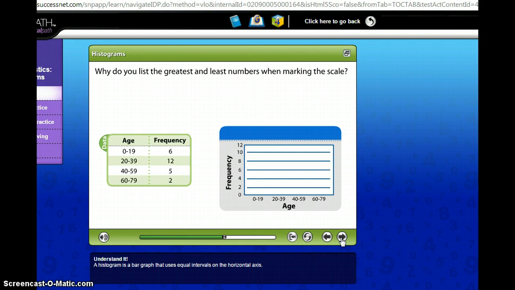Why do you list the greatest and least numbers when marking the scale? You mark these numbers to ensure that the scale is tall enough to include all of the data. Make sure that your largest number is included here. Make sure that your smallest number is included in your scale, okay? They're just saying that, I think, to make sure you don't stop at 10 whenever you have numbers that need to go up to 12.